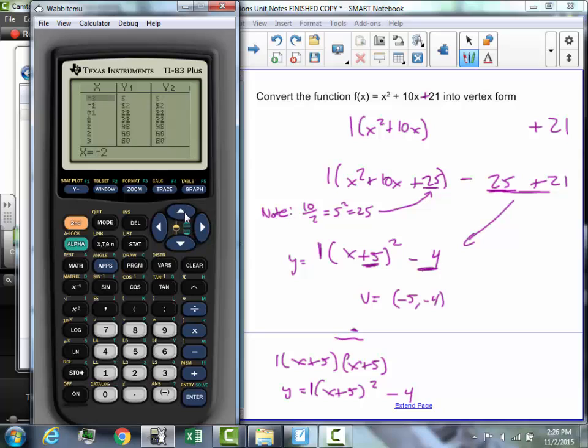That vertex then should be at -5 and -4. And if I go on either side of the vertex, hopefully you guys can see the symmetry now. The -4 is the lowest it gets. Then there's the 3s on each side, the 0s on each side, the 5s on each side.